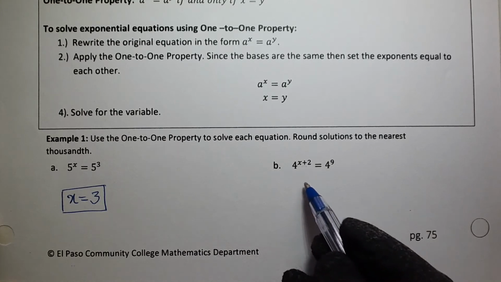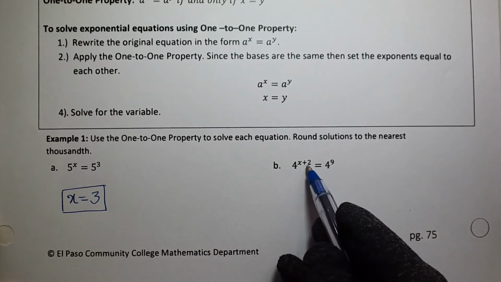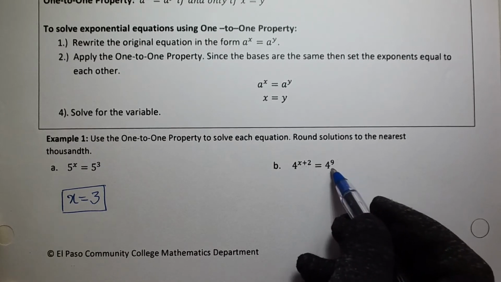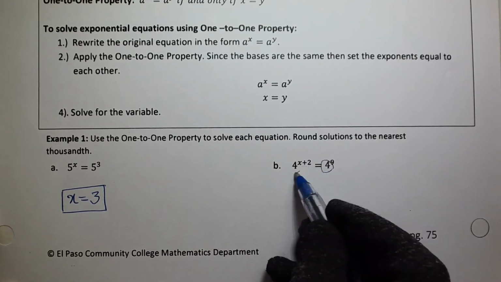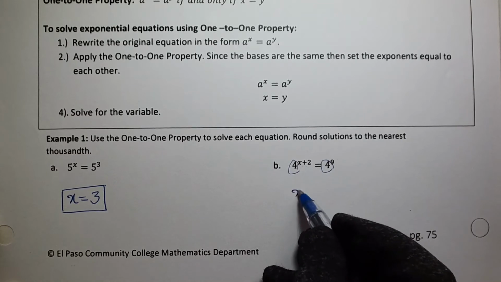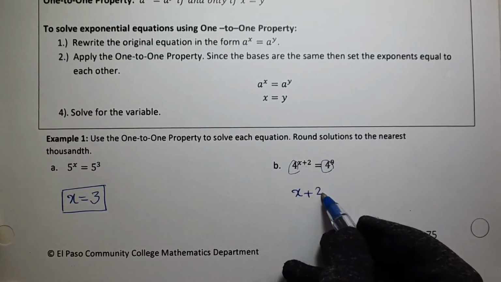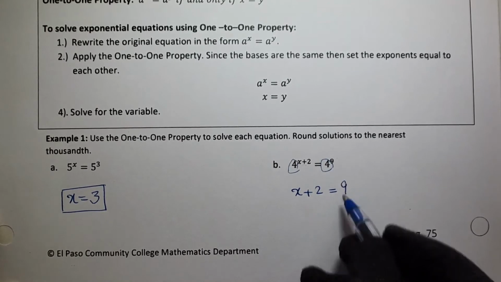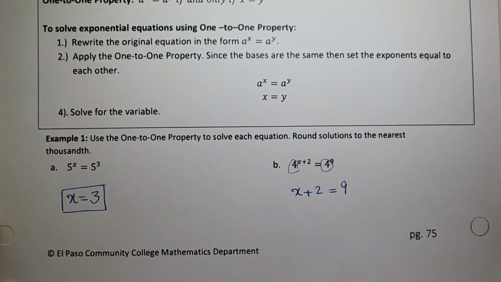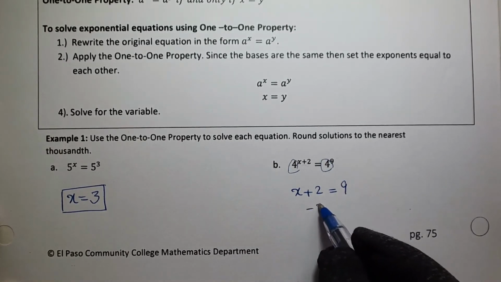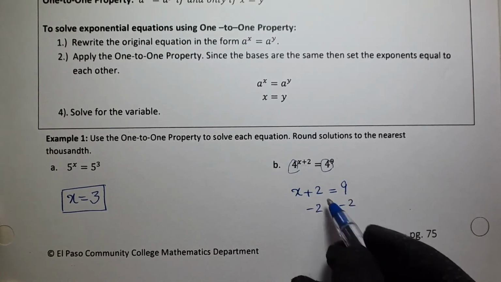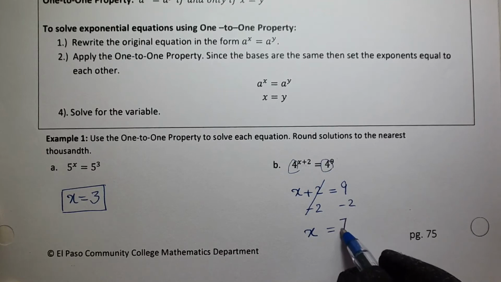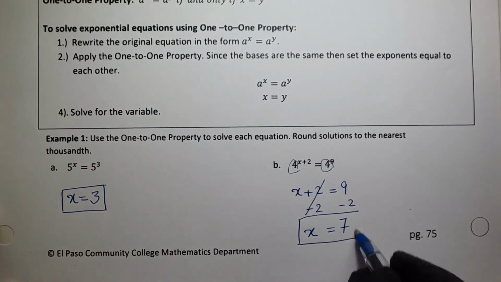Second example, 4 to the power of x plus 2 equals 4 to the power of 9. You see, the bases are the same, so the exponents must be the same. Means x plus 2 equals 9. We just need to solve this linear equation. Subtracting 2 from both sides, x equals 7.